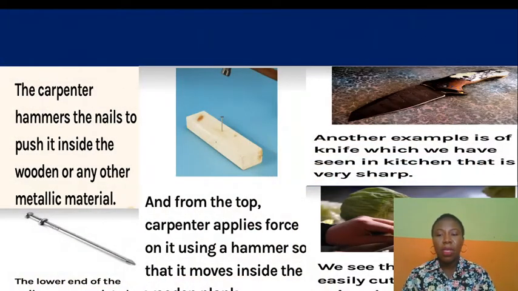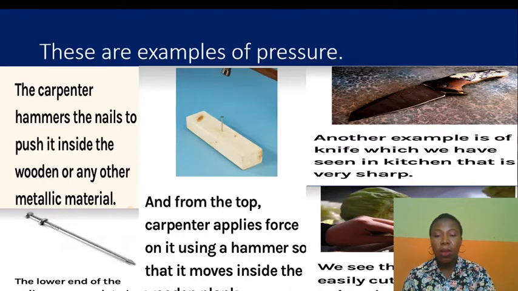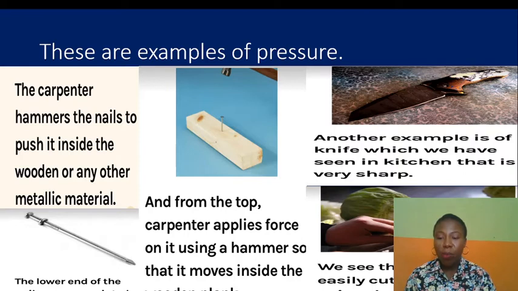We have a carpenter. The carpenter will hammer the nail to push it inside the wooden or any other material, metallic material, using a nail with a sharp or very pointed end, which makes it easier for the carpenter to drive the nail into the metallic material or wood.